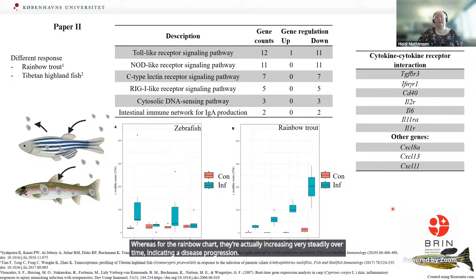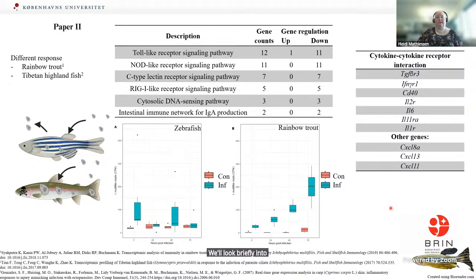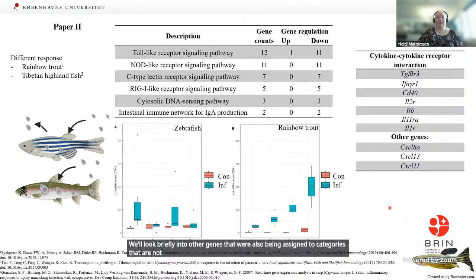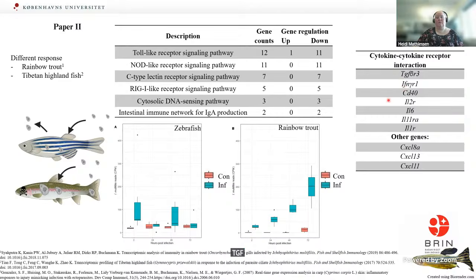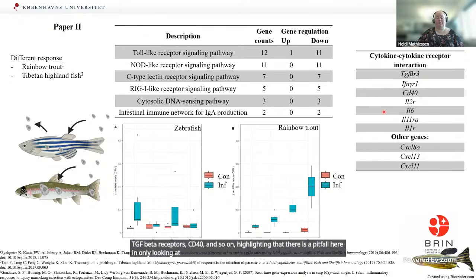We looked briefly into other genes that were also being assigned to categories that are not immune system but immune relevant, and especially the cytokine receptor interaction came up for us here, with a lot of genes assigned to interleukins, TGF beta, receptors, CD40, and so on, highlighting that there is a pitfall in only looking at the immune system category. You also need to look a bit broader.